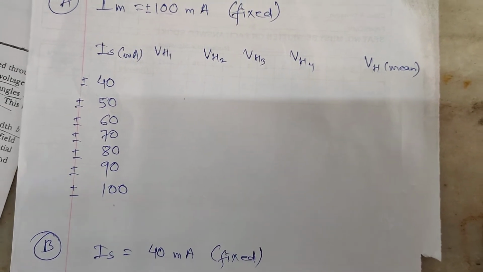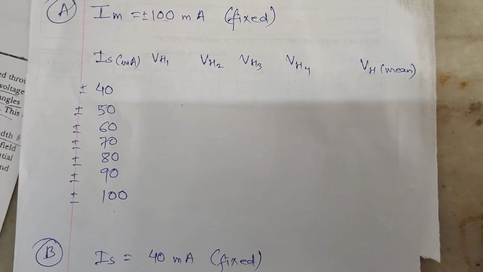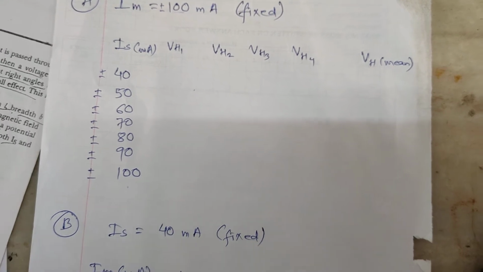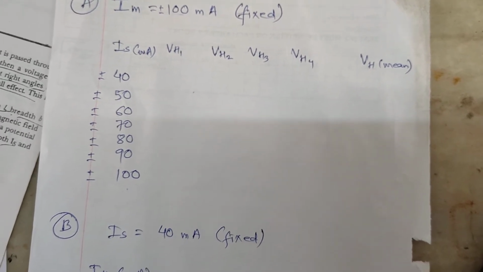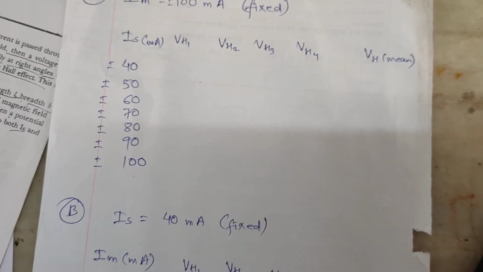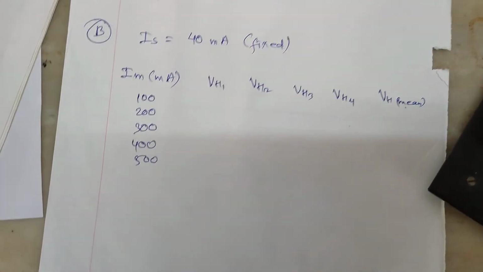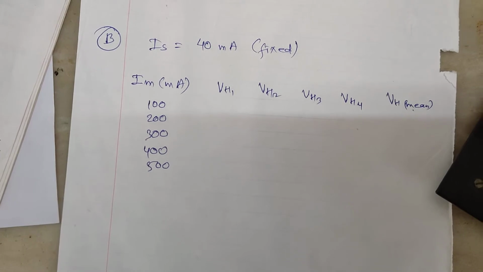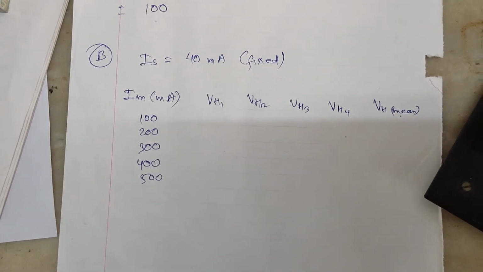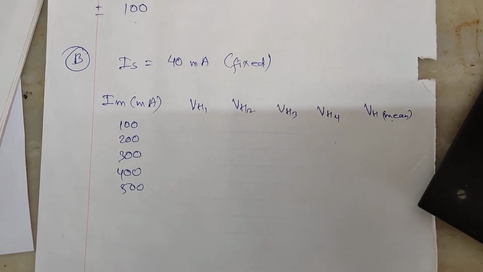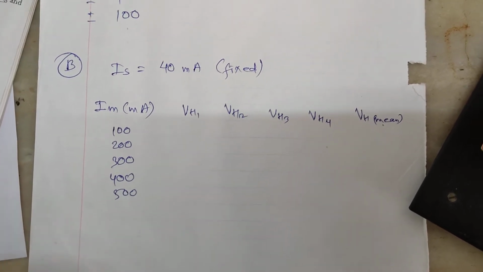So for 40 you will get 4 different readings of VH value, for 50 you will get 4 readings, then for 60 you will have 4 readings, and the same for 100 you will have 4 readings. Okay, and then we will get the VH value, and then we have to plot the graph. And in part 2, you have to fix the IS value constant. So I'll fix IS as 40 milliampere. Then we'll change the value of the magnet current.